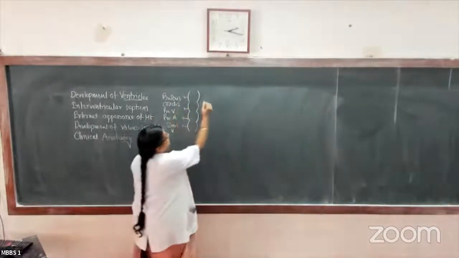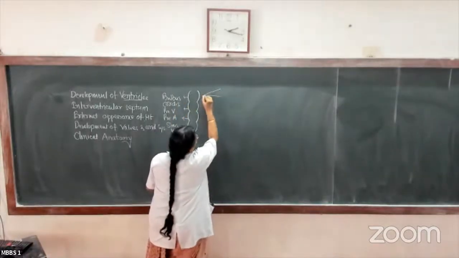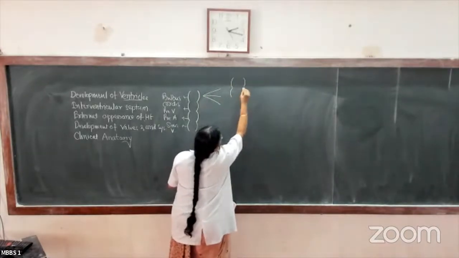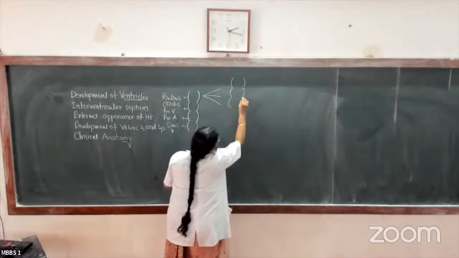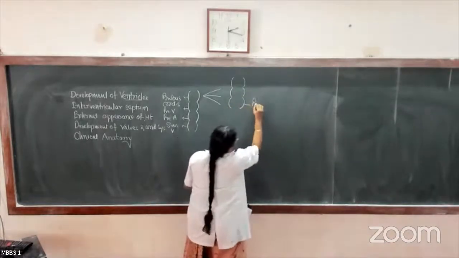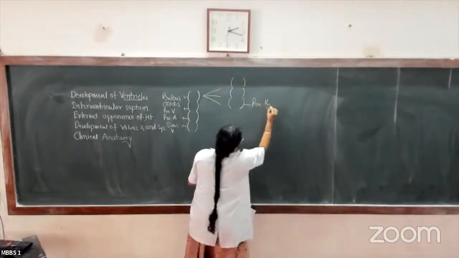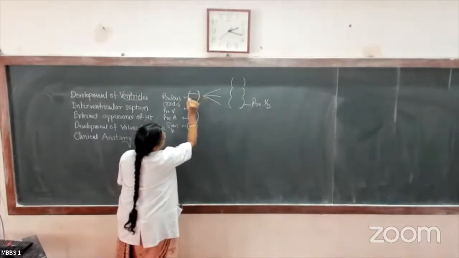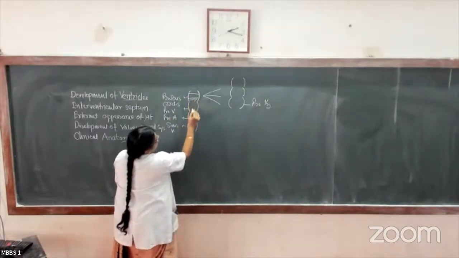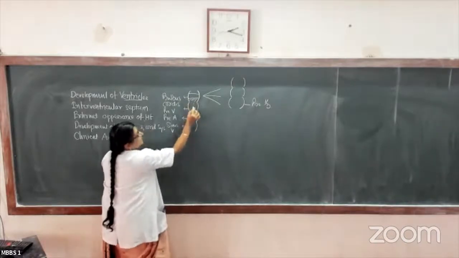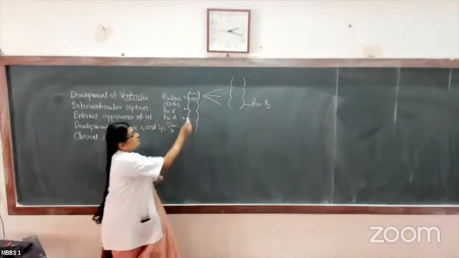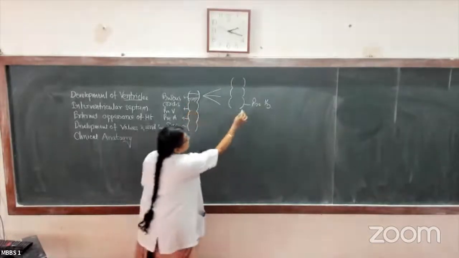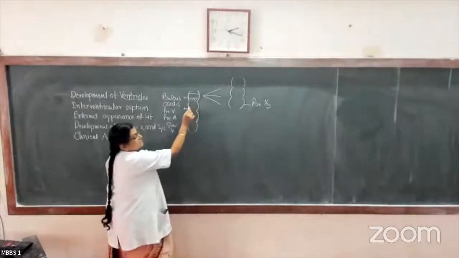Out of this, bulbus cordis is divided into 3 parts. It elongates and develops into 3 compartments, and these are proximal 1/3, which is along with this primitive ventricle. So it is divided into 3 parts. This is the proximal 1/3. Along with this primitive ventricle, it forms a common ventricular chamber, which is then divided into right ventricle and left ventricle. So this proximal 1/3 part mainly forms the right ventricle.